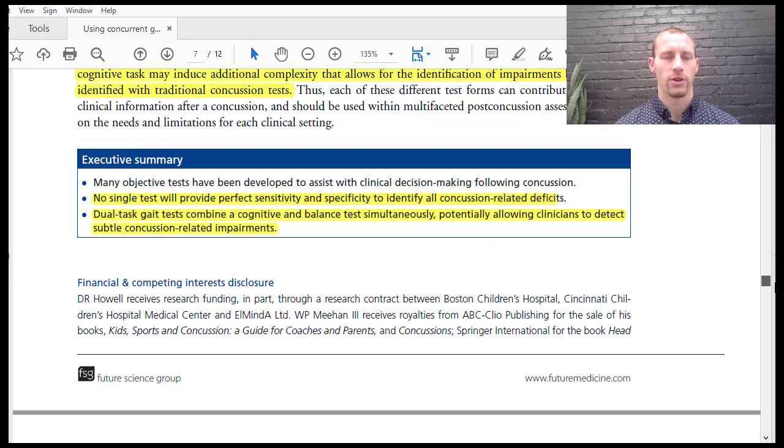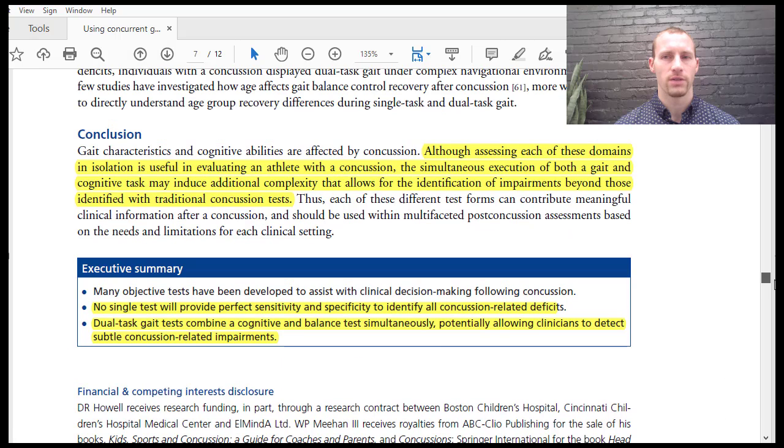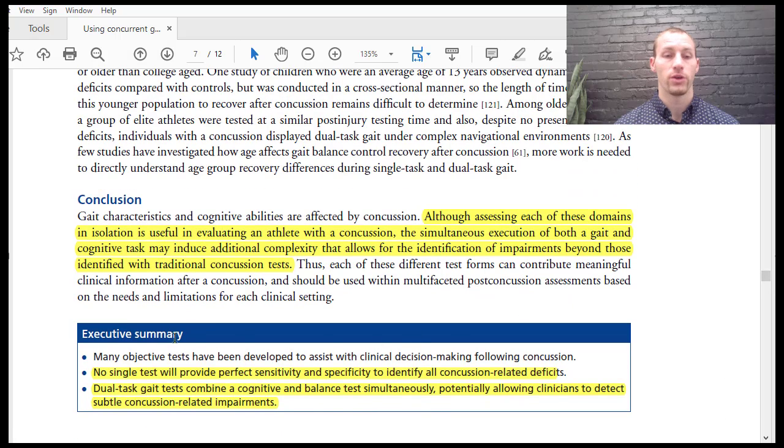But if we just look at their basic conclusion and executive summary, it says that no single test will provide a perfect sensitivity or specificity to identify concussion-related deficits. However, dual task gait tests combine a cognitive and balance test simultaneously that potentially allow clinicians to better detect subtle concussion-related impairments. So this is basically why we make you say things during rehab and during assessment, to test these subtle differences.